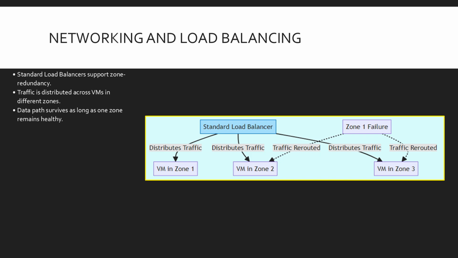Here we see a standard load balancer distributing traffic to 3 VMs, each in a different zone: VM1, VM2, and VM3. The diagram illustrates resilience. If Zone 1 failure occurs, represented by the dotted lines, traffic is automatically rerouted to the remaining healthy VMs in Zone 2 and Zone 3, maintaining application uptime.